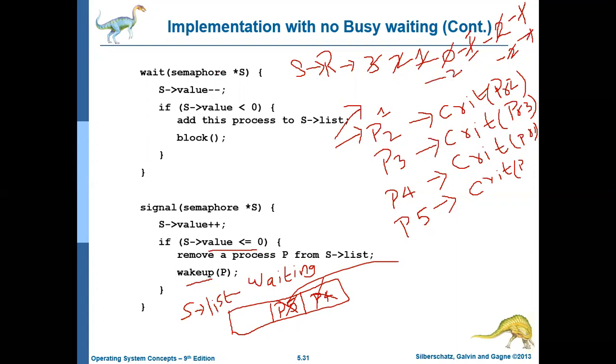But P2 has released. Now if P3 has also released the printer, then once again it will become -1. Now if P4 has released the printer, then it will become 0. Once P4 releases the printer, it will become 0. If P5 releases the printer, it will become 1. So like that, this particular concept works.